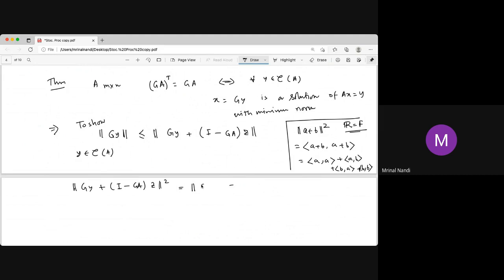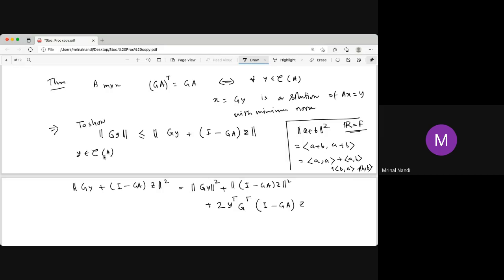So what will it be then? It will be norm square of G y plus the norm square of (I minus G A) z, plus twice the inner product, that means dot product. What is the inner product of two vectors? It is x transpose y. So inner product of x y is x transpose y. So it is G y transpose, which is y transpose G transpose, then (I minus G A) z.